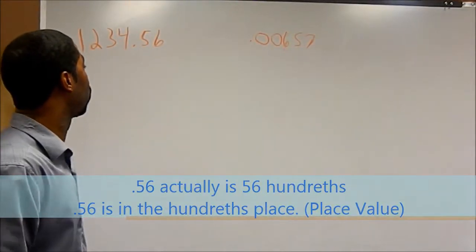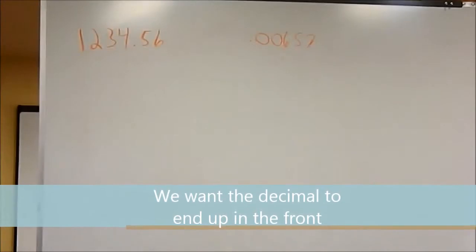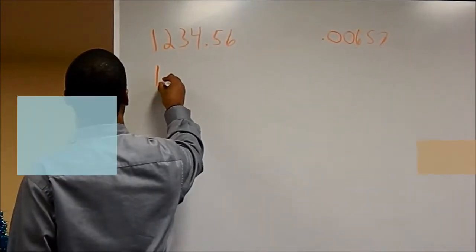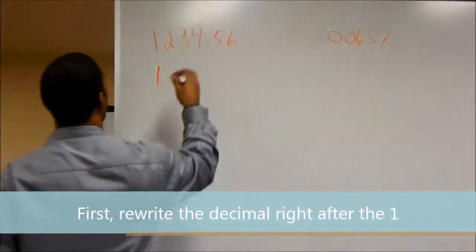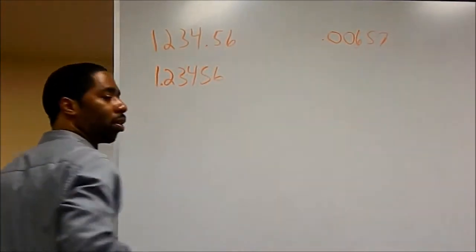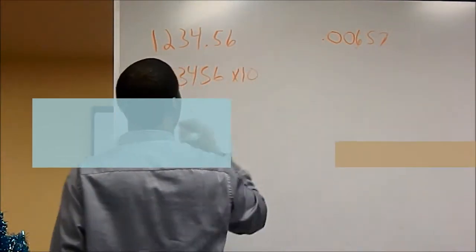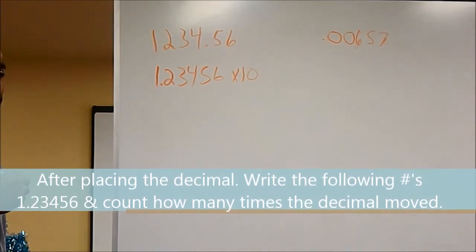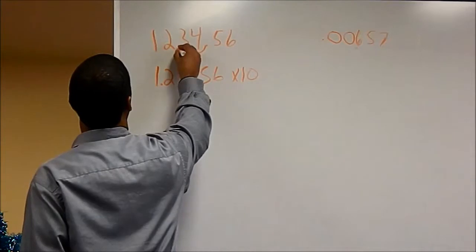Now, remember what I told you. Where do we want this decimal to end up? In the front. In the front. So this decimal is going to end up where this 1 is, right? So the very first thing that you want to do is rewrite this number with the decimal after the 1. Now, every whole number that you see, you're going to write it the same way. It's just the decimal is moved. 2, 3, 4, 5, 6. Right? Then you put times 10, and then you count how many times you moved your decimal place to get to that 1. 1, 2, 3.